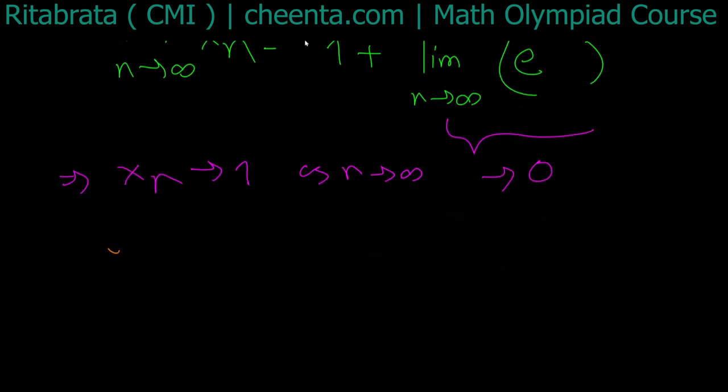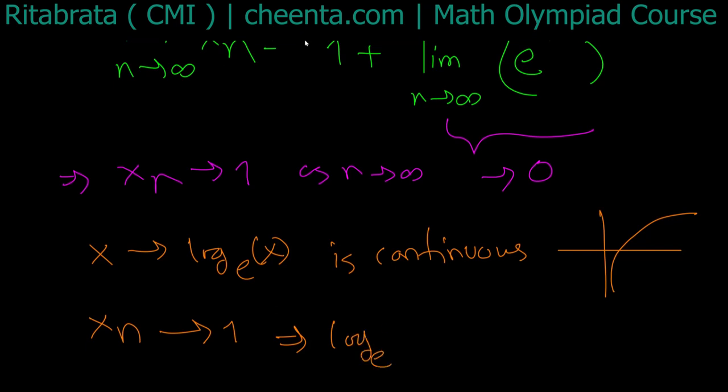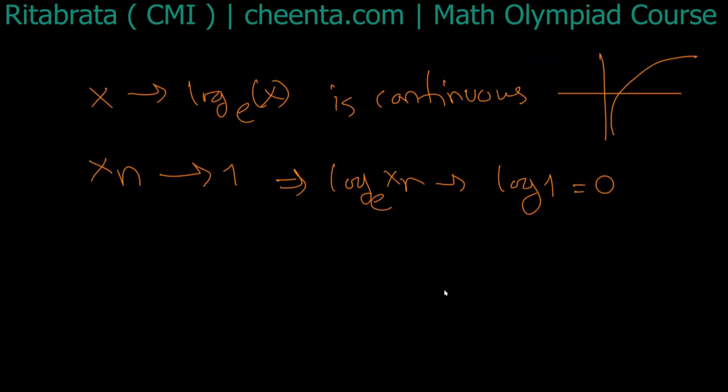Now the map x goes to log base e of x is continuous at 1. It is a continuous map. It looks like this. So for all sequences, xn going to 1 would imply that log xn goes to log 1, and that is 0. So my sequence log xn goes to 0.